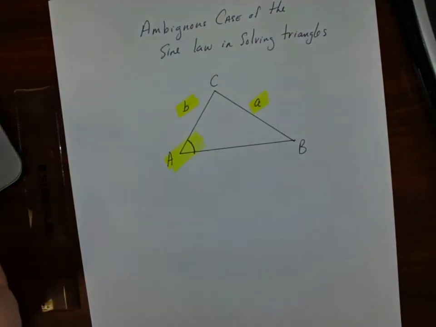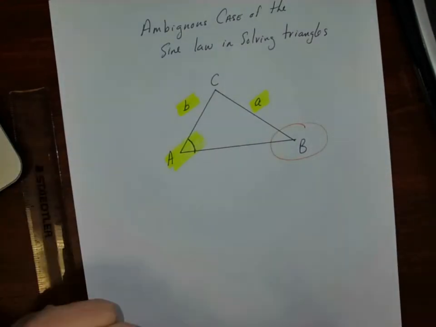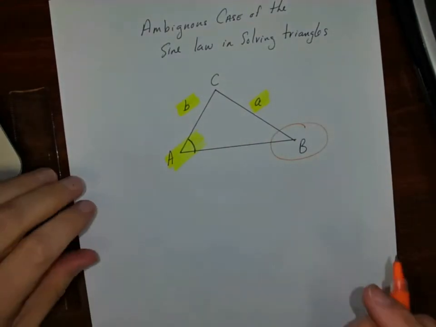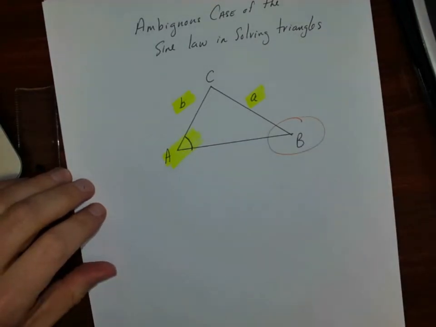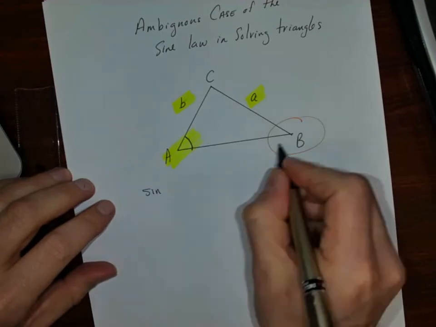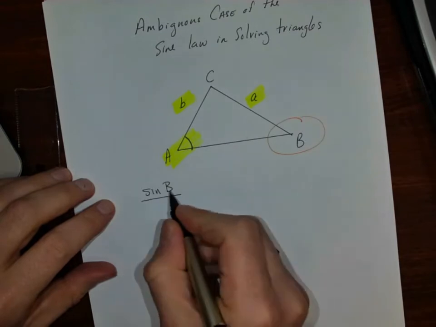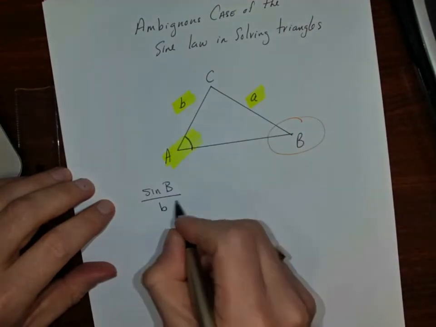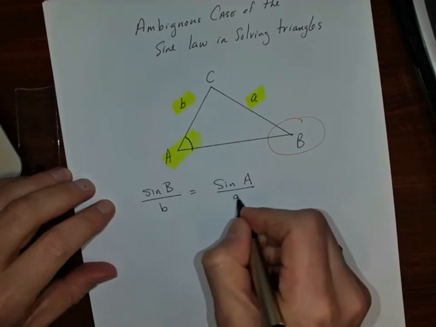Now, notice that when you have a question like this, you're going to go after this angle. You're going to go after that angle using the sine law. That's the most appropriate way of solving this triangle. In fact, it's the only way of solving this triangle. So you're going to have to go after the sine of angle B: the sine of angle B divided by b is going to equal the sine of angle A divided by a.